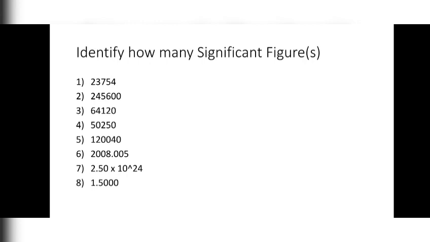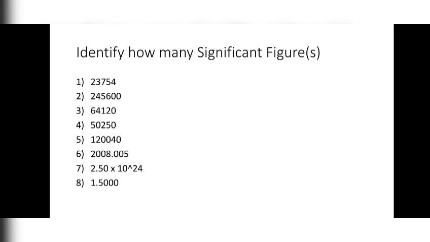Number 3, we have 64,120, which has 0 at the end. This is also guide number 1. So it's gonna be 4 significant figures. For number 4, this is guide number 2, which is a 0 between non-zero digits. The 0 for guide number 2 is between 5 and 2. Meanwhile, the other 0 is at the end, so it's not going to be counted. So we only have 4 significant figures over here.